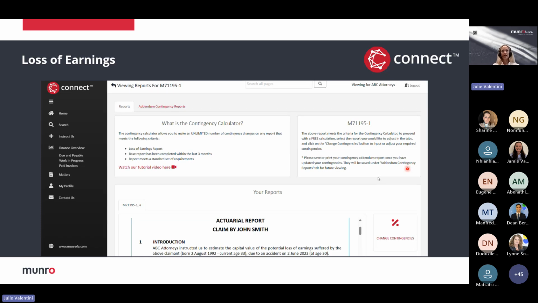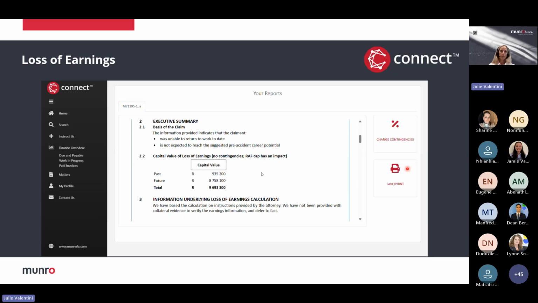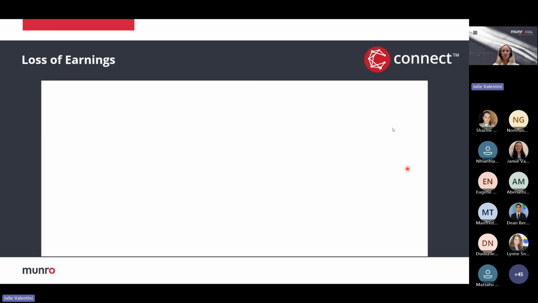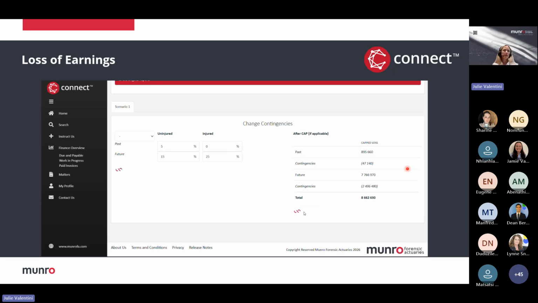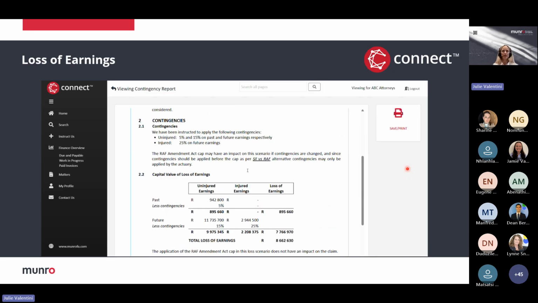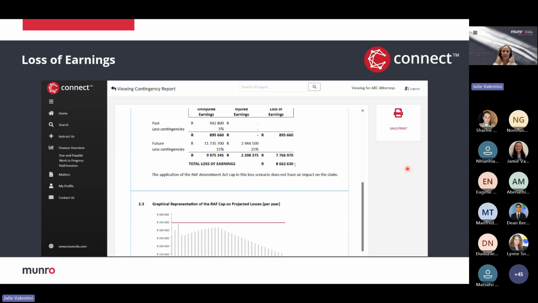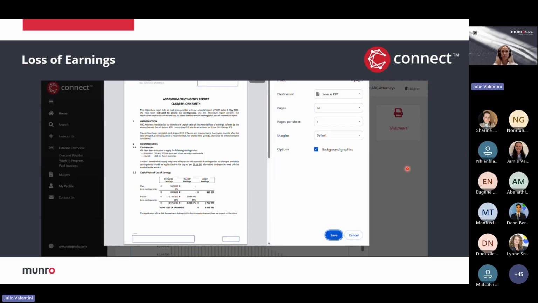So I've got a little demo here that shows you, as I'm talking, this is an existing report. You can see what the loss is. There's a change contingencies button, and then you can choose standard or custom, redo it, and you'll see the loss value changes. And once you're happy, you can print the report, and it creates an amendment report for you with the new values in it. It's also signed by the actuary. You can then print that off for yourself. So it's a very useful tool, and we've had really positive feedback from our clients on that. So yeah, I really encourage you to sign up if you haven't, because this is free and available for all our clients, as soon as you sign up.